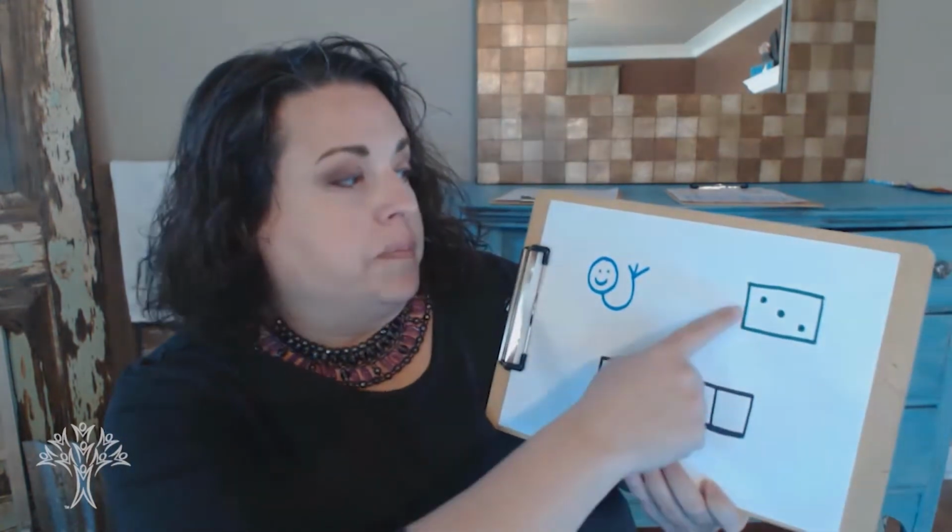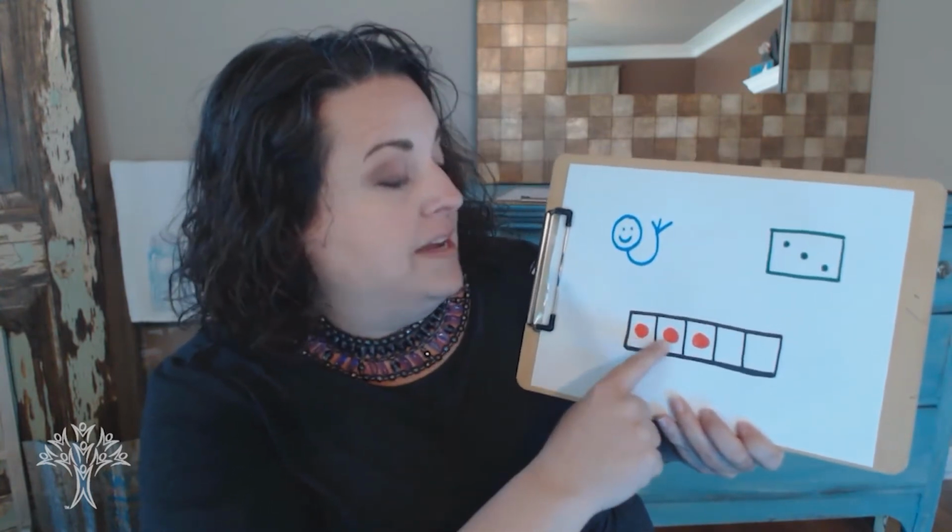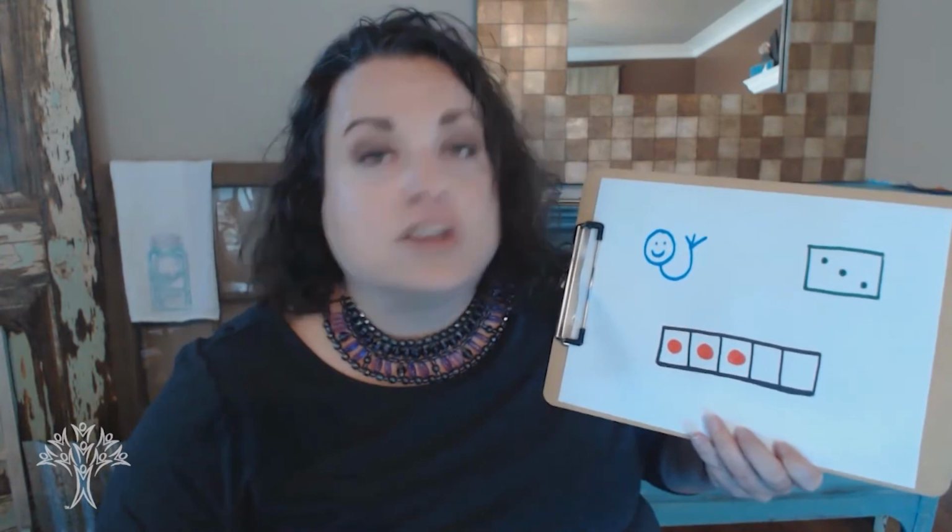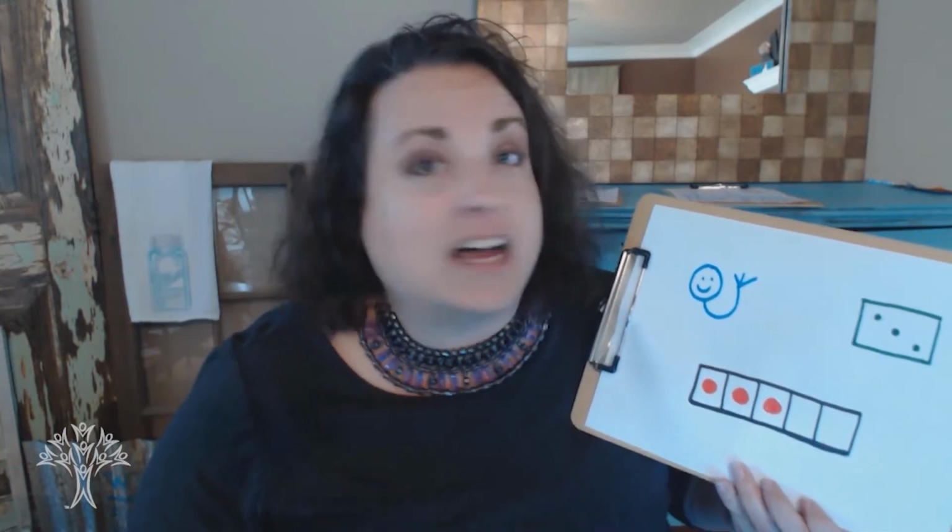Or maybe you were able to picture 3 dots like we would see on a die or a domino. Or maybe you even thought of a 5 frame with 3 dots inside of it. You might have had a different idea or a visual mental picture of 3, and that's okay. That's what's special about math, there's lots of different ways we can think about numbers. Today, I'm going to introduce you to another tool that will help us visualize or picture numbers in our head.